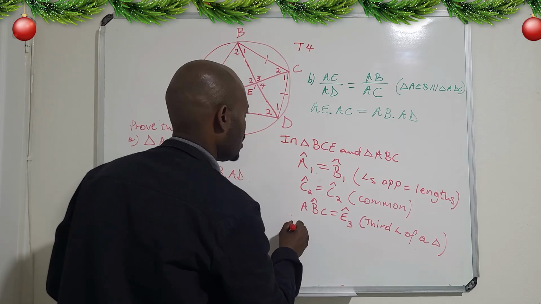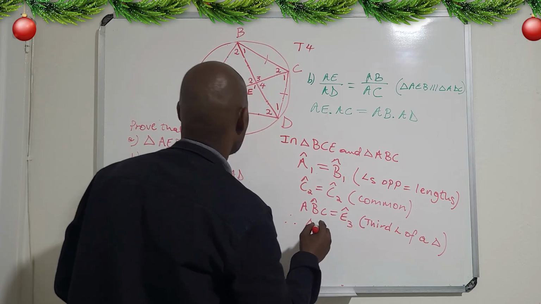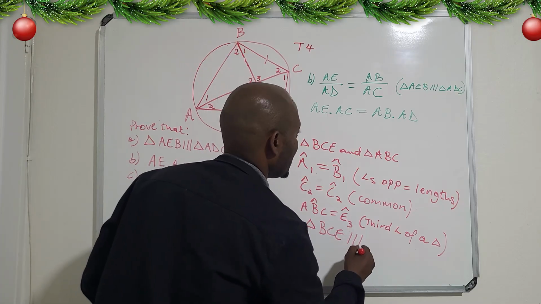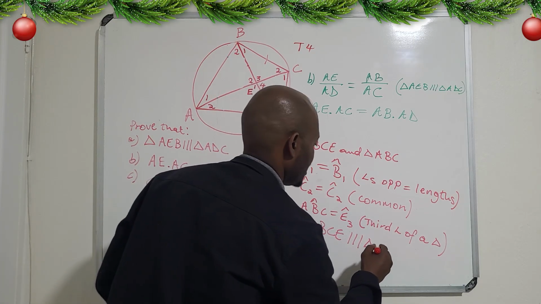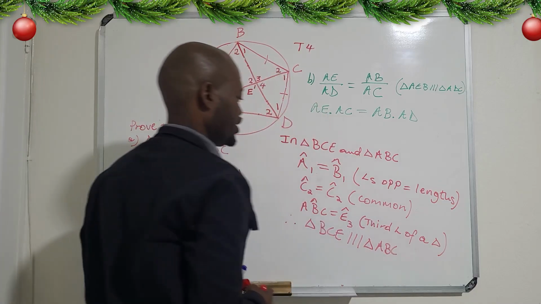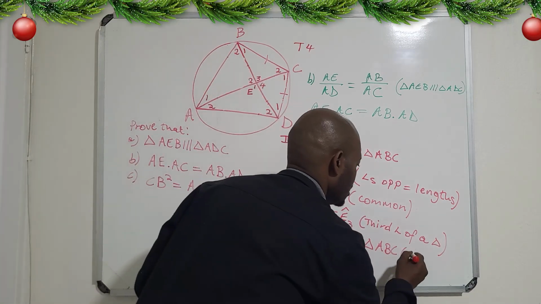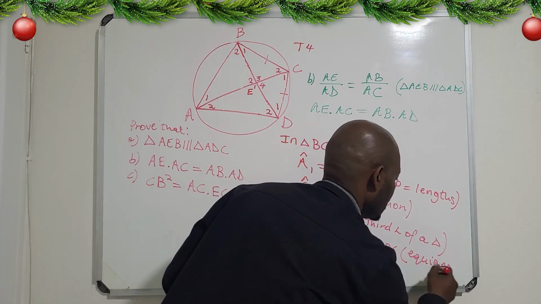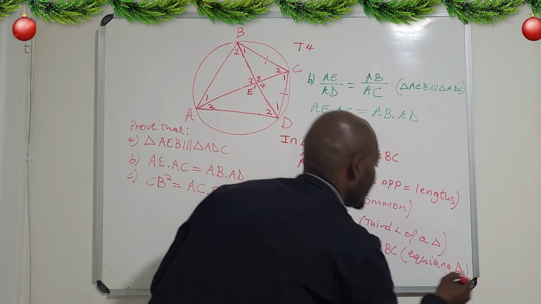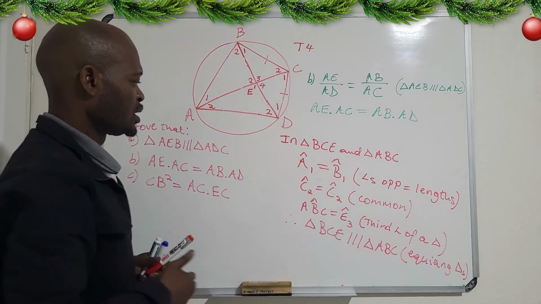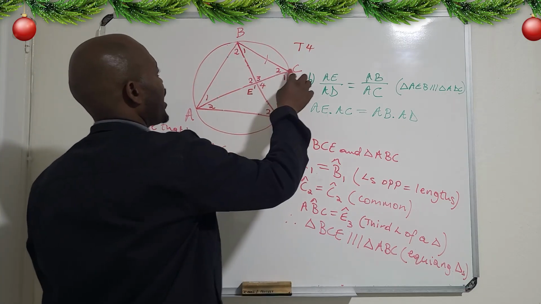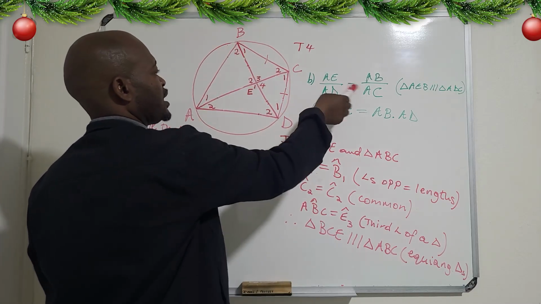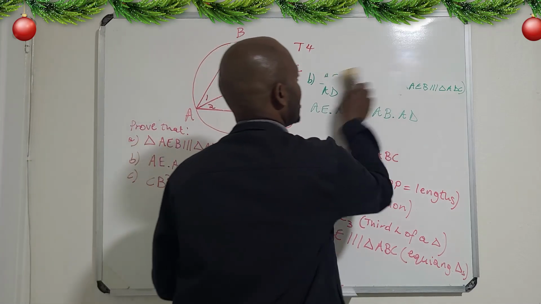Therefore, triangle BCE is similar to triangle ABC. Reason? Equiangular triangles. Now, since this triangle is similar to this triangle, we can set up our ratio.